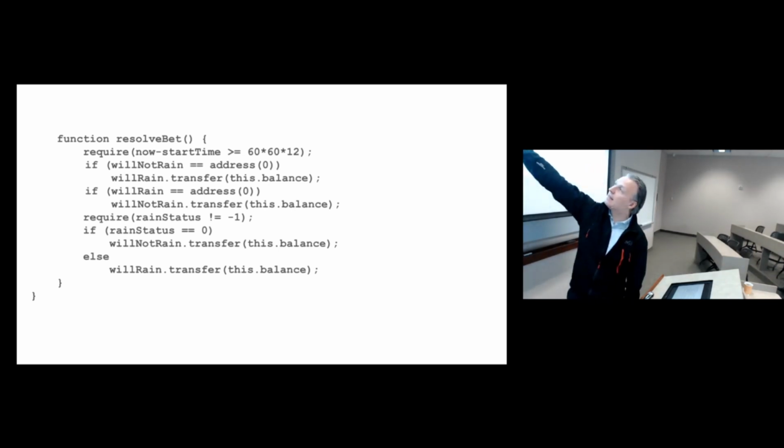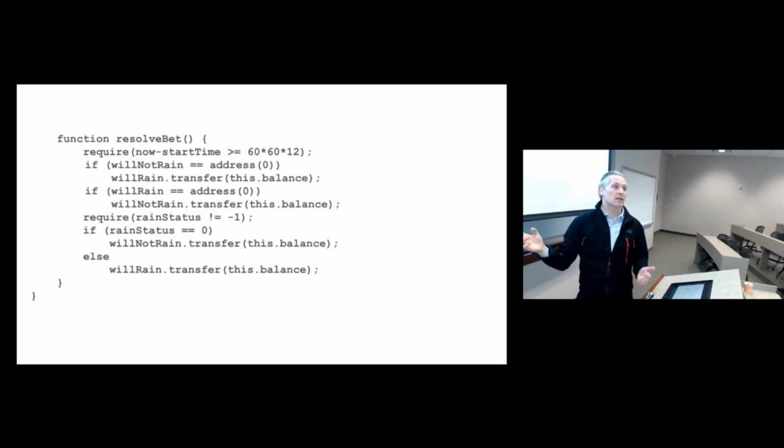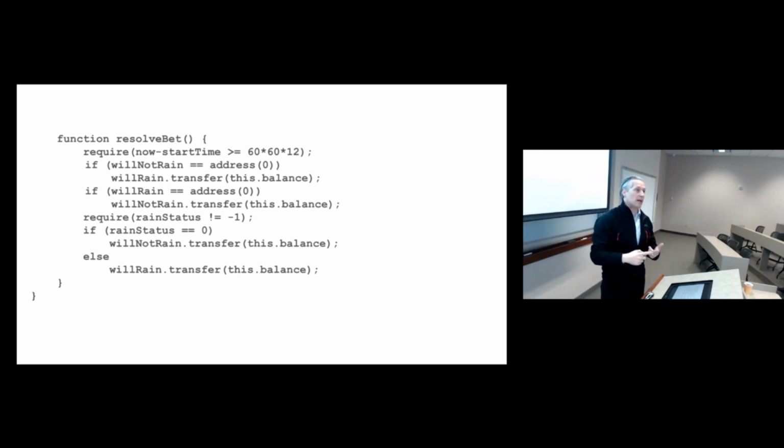So it's a very basic if-then function. Now, all it takes really is that you're putting in the right addresses, the right stakes, and that you determine the outcome of the rain status in that sequence. Once you have that, it will compile.